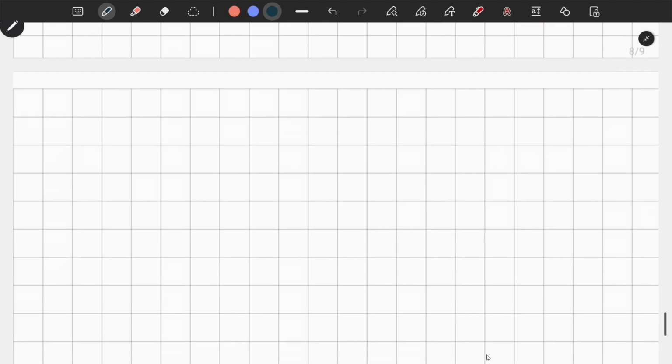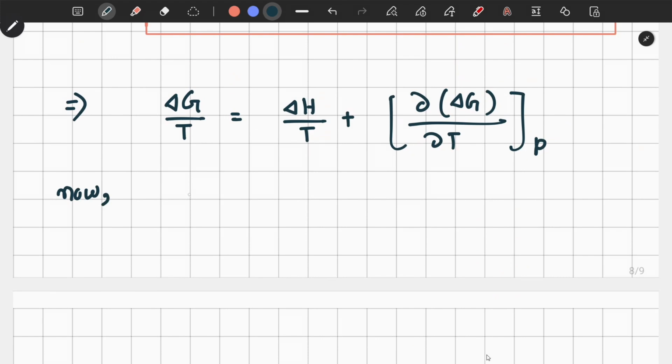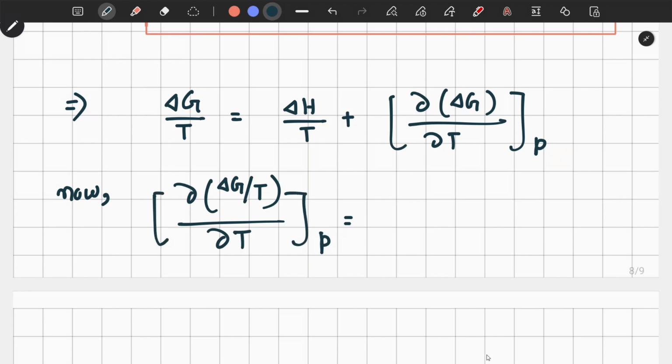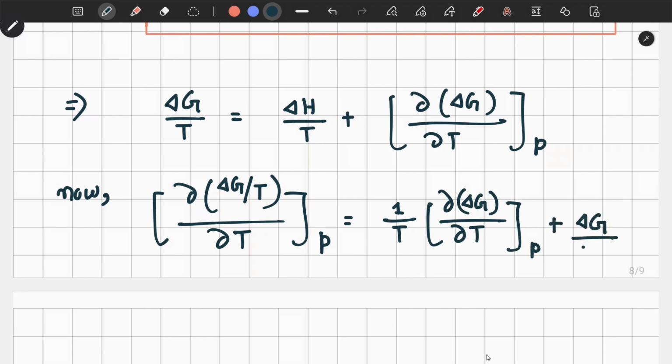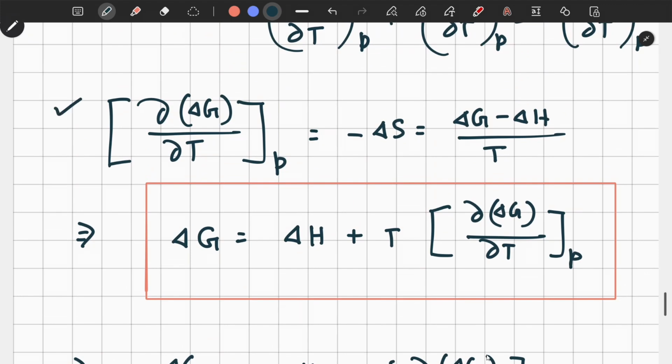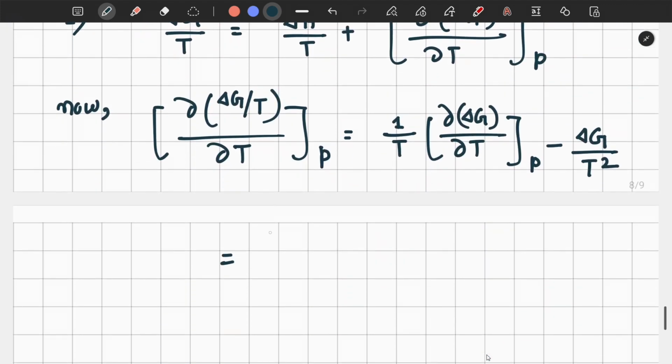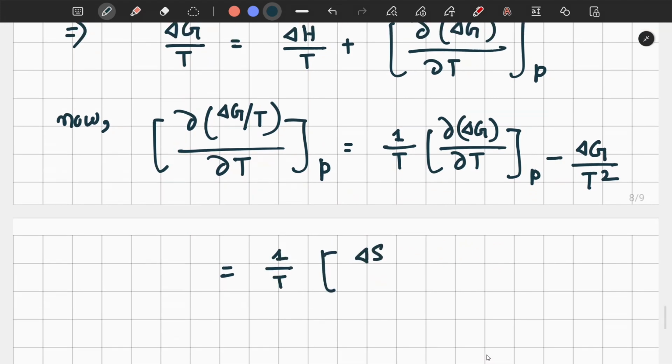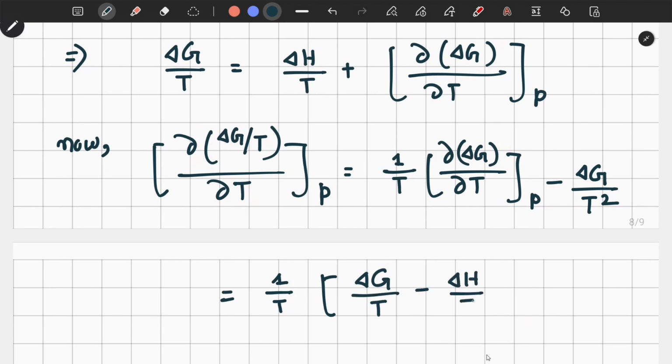Now, in order to calculate this, how can you do it? Just first take 1 by T out. Minus del H by T square. Yes, if you want to do it formally, then it will be like this, if I'm not wrong. Okay. And this value, we have already calculated here. Just put it. So it will be 1 by T, delta G by T minus delta H by T. So it will be minus delta H by T square.